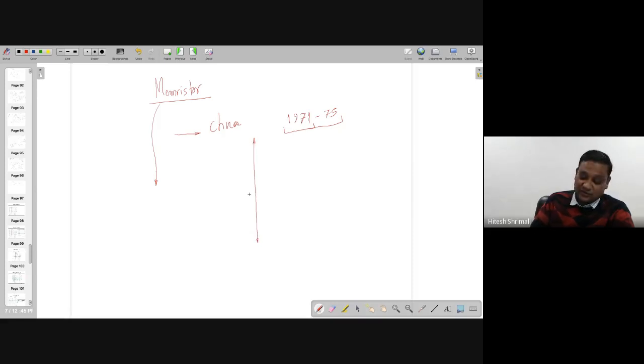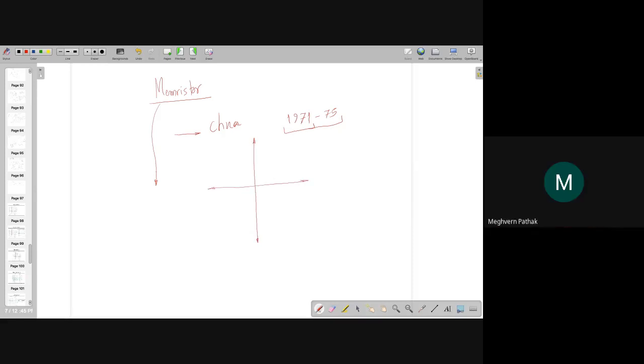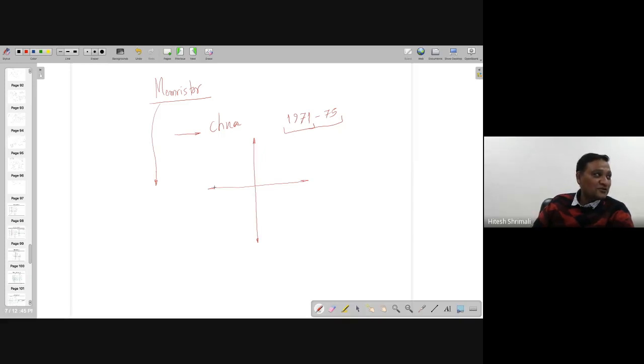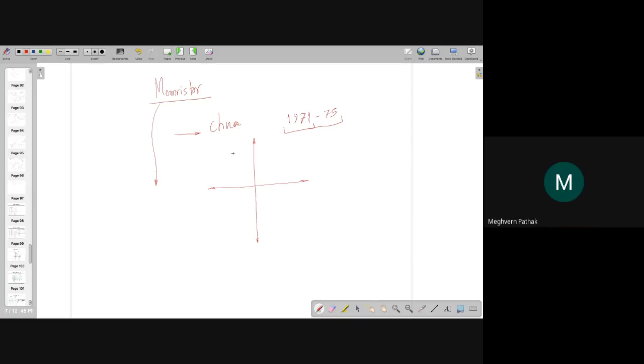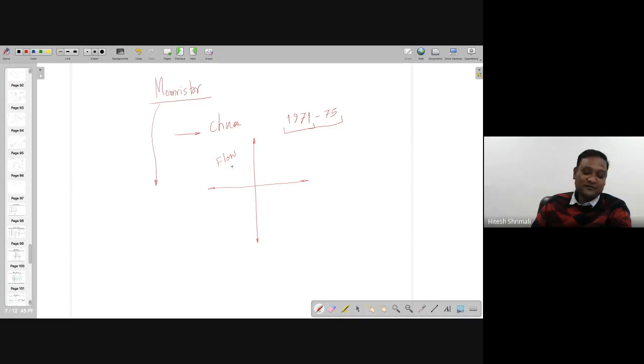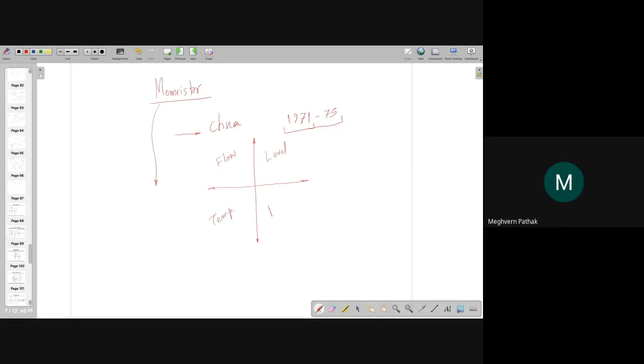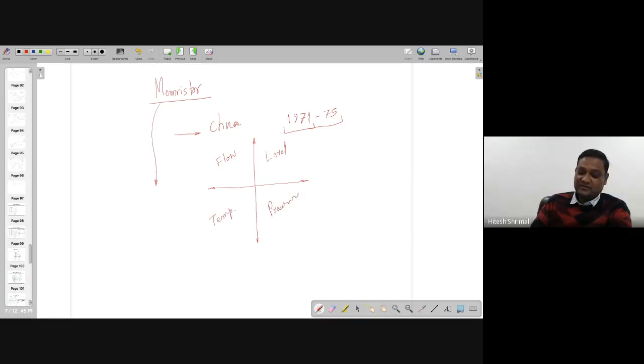Is there anybody who is from instrumentation? Yes, sir. Are you instrumentation? Yes, sir. So do you know in mechanical quantities, there are four important quantities? Do you know their names? Sir, flow. Next, temperature. Pressure. Okay. So these are the fundamental four quantities. Other things are the derived ones. We don't care about this, right?